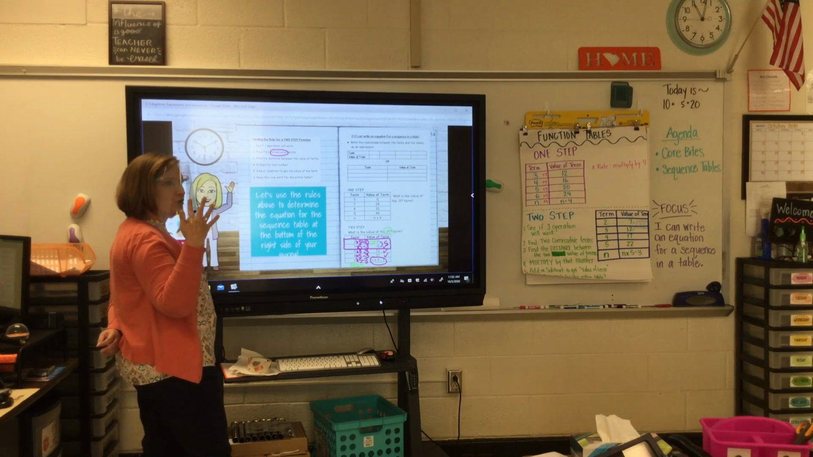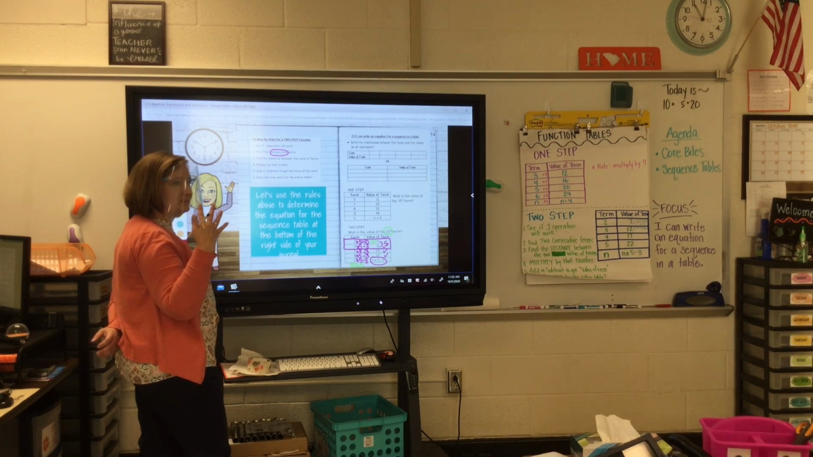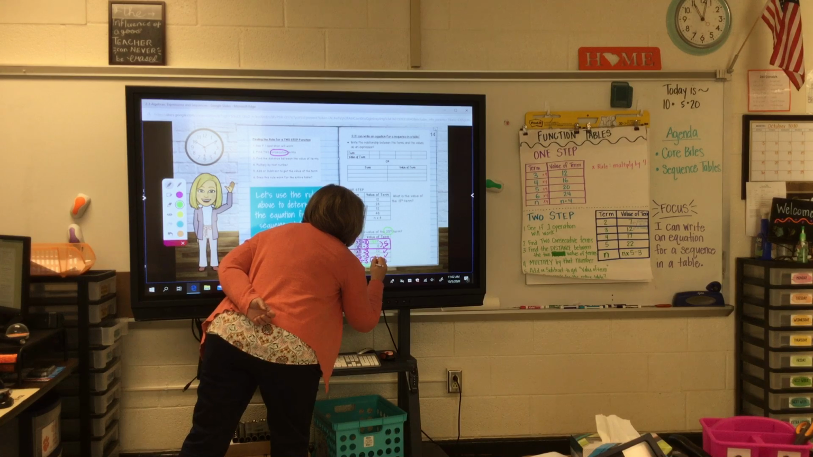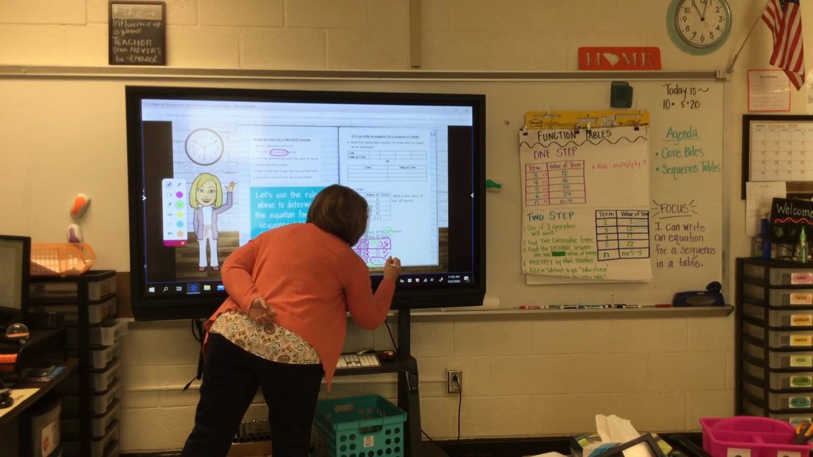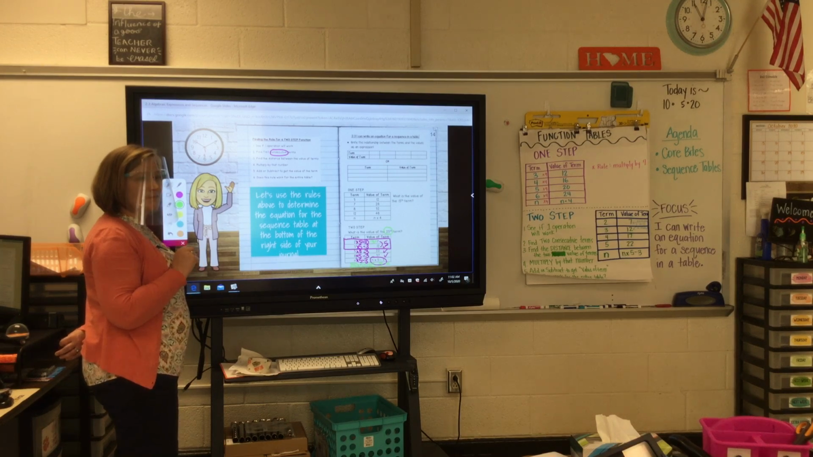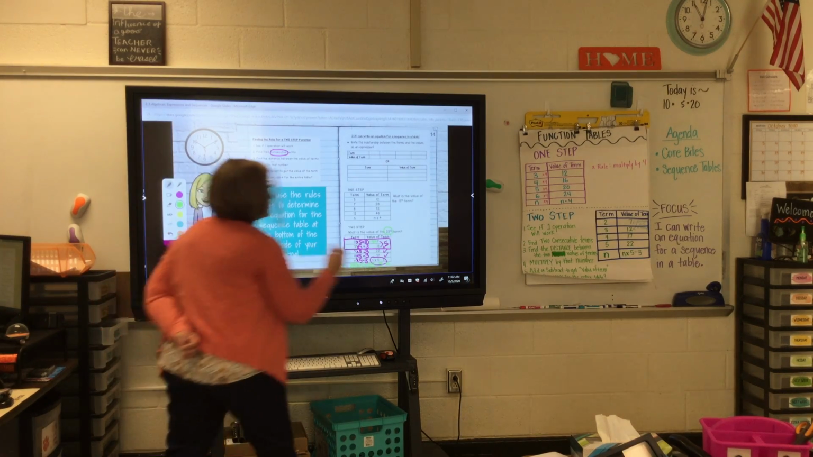if you have 5 quarters, how much do you have? $1.25. 125. And now what do I need to do? Subtract 3. 125 minus 3 is 122.